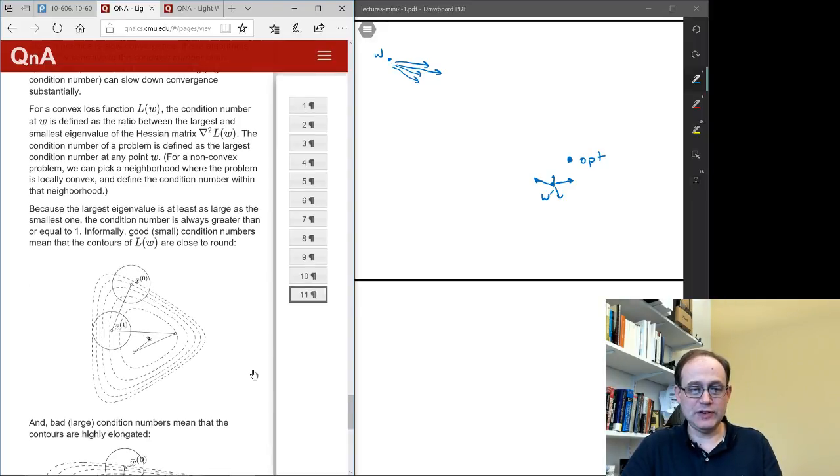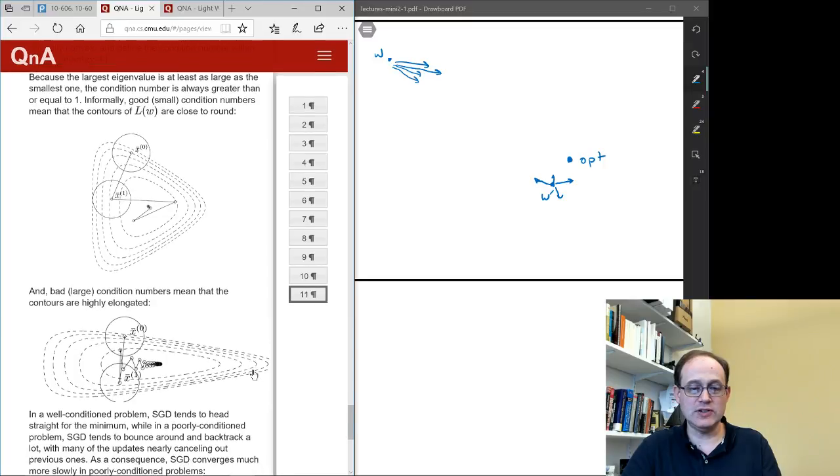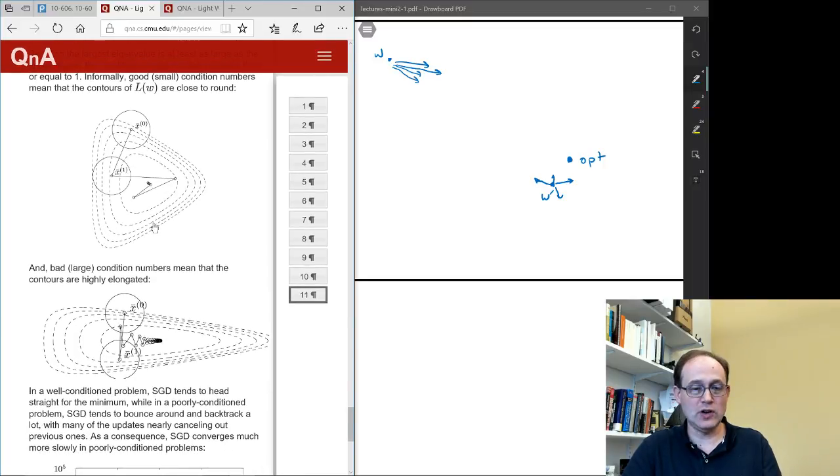There's a formal definition of a condition number, but it's actually much easier just to look at the pictures. So here is a well-conditioned problem. We're trying to get to the minimum here. This is a contour plot of the different level sets of the function, and the contours are sort of roundish, right? Whereas here, this is a poorly conditioned problem. It's essentially the same as this problem, except it's stretched out.